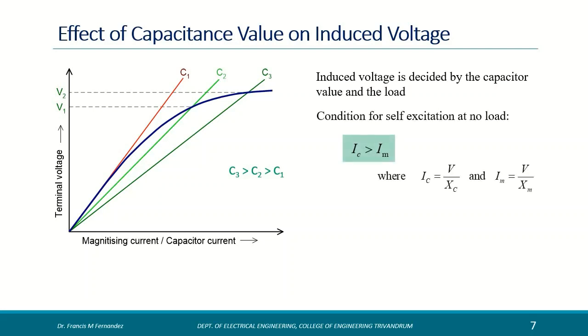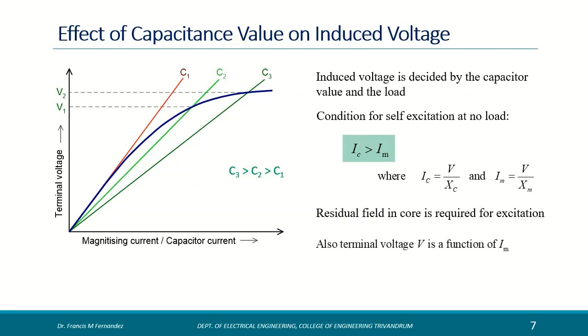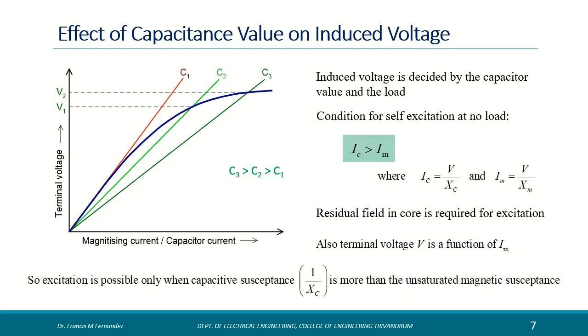The condition for self-excitation at no load is IC should be greater than IM, where IC is voltage divided by capacitive reactance and IM is voltage divided by magnetizing reactance. Residual magnetic field is a requirement for excitation. Please remember, terminal voltage is also a function of IM. As a generalized statement, we may conclude that excitation is possible only when the capacitive susceptance is more than the unsaturated magnetic susceptance.